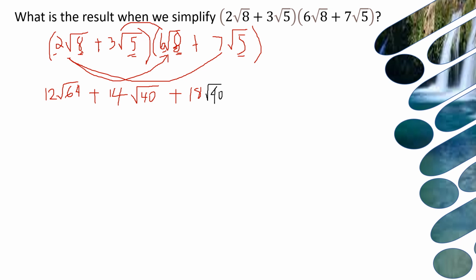Then for the last terms here, we have 3 times 7, and that is 21. And 5 times 5 here, that's 25. Now we simplify 12 times the square root of 64, which is 8. We just simply write 8.